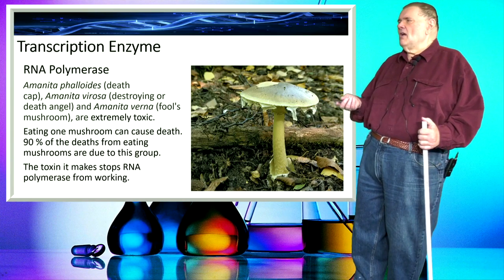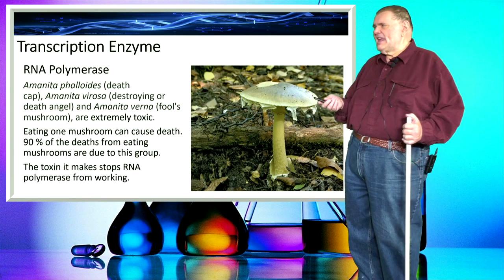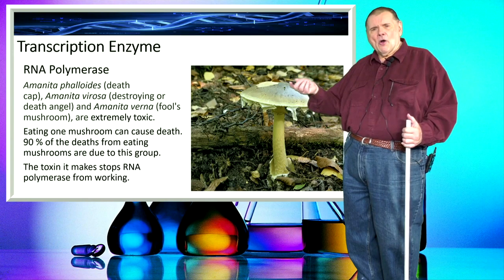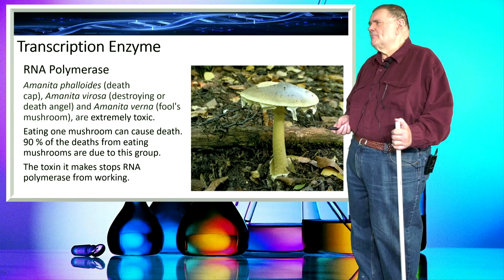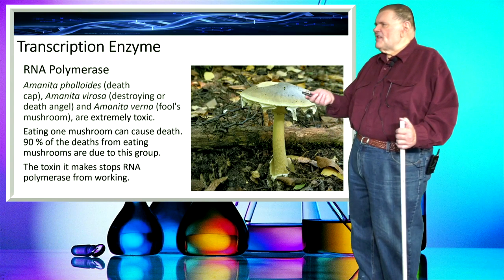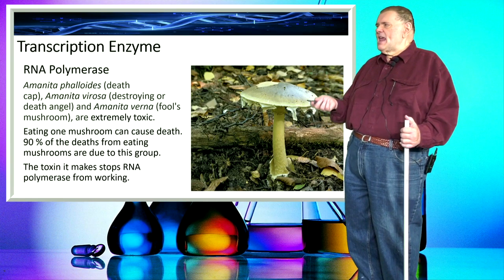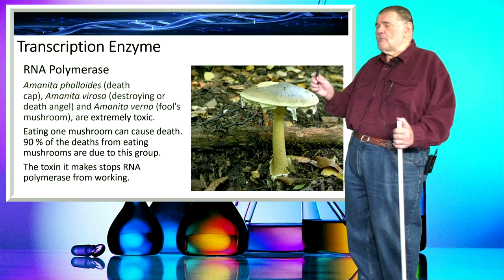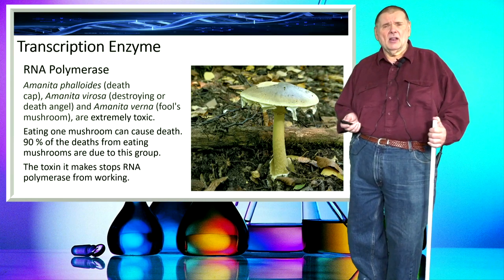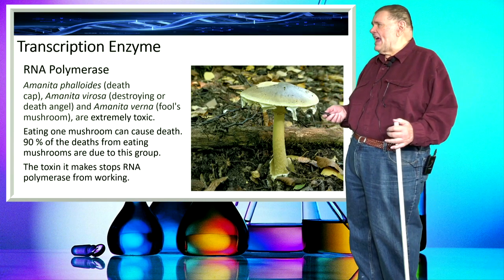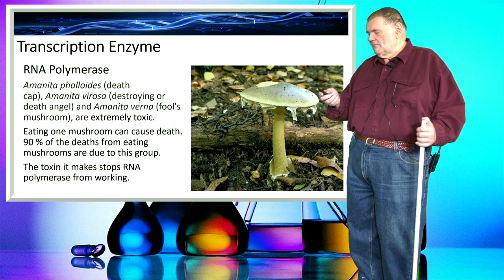90% of the deaths that occur from eating mushrooms are from this group. And the reason the toxin is so effective is it stops RNA polymerase from working. It destroys that and you die, quite simply.